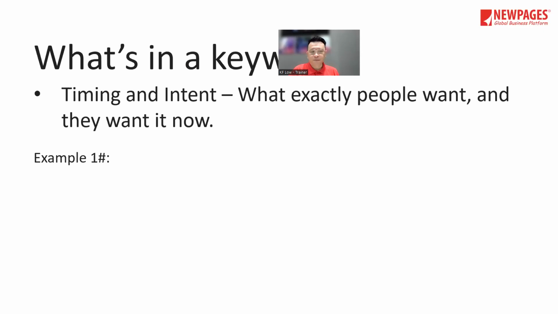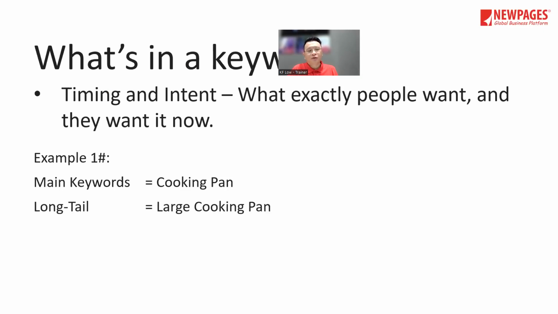Let's say the product you are selling is a cooking pan. This is usually what you will put, and we call this a short keyword. If you add more keywords to it, it becomes a long tail keyword. For example, large cooking pan, or you start to describe your cooking pan and add some attributes, like cooking pan 28 centimeter, or 6-inch or 9-inch. That's how you start to describe your product.